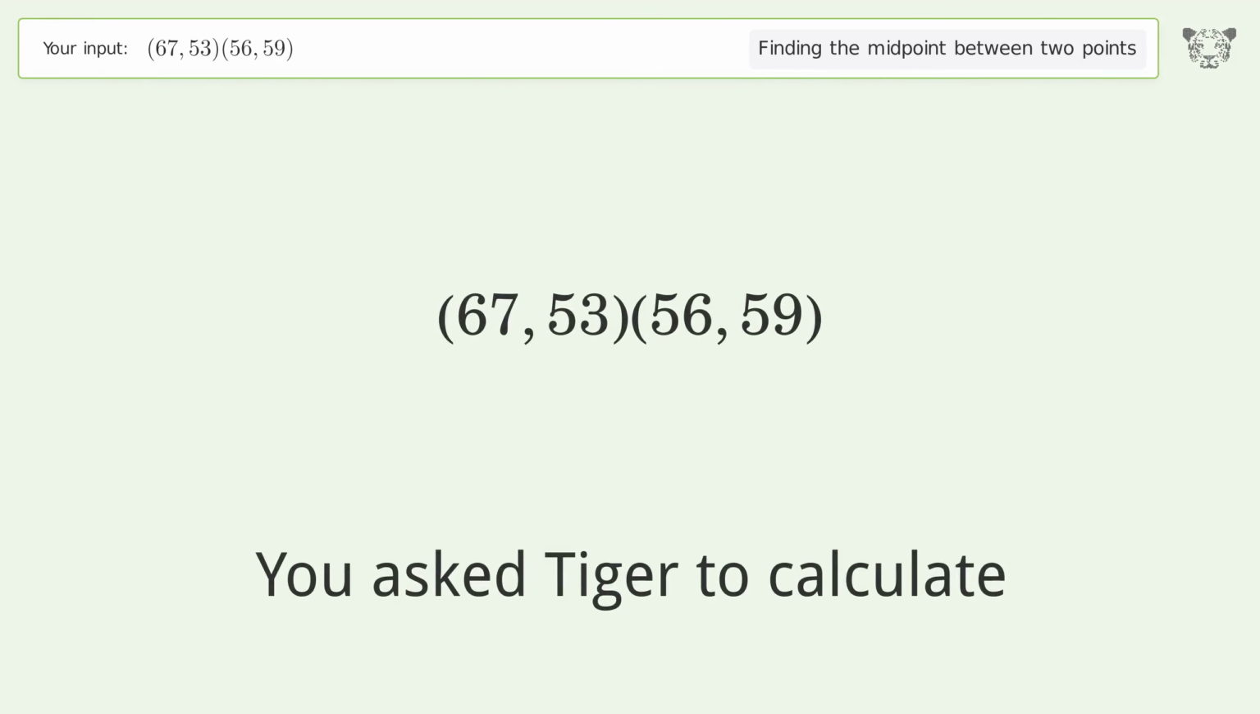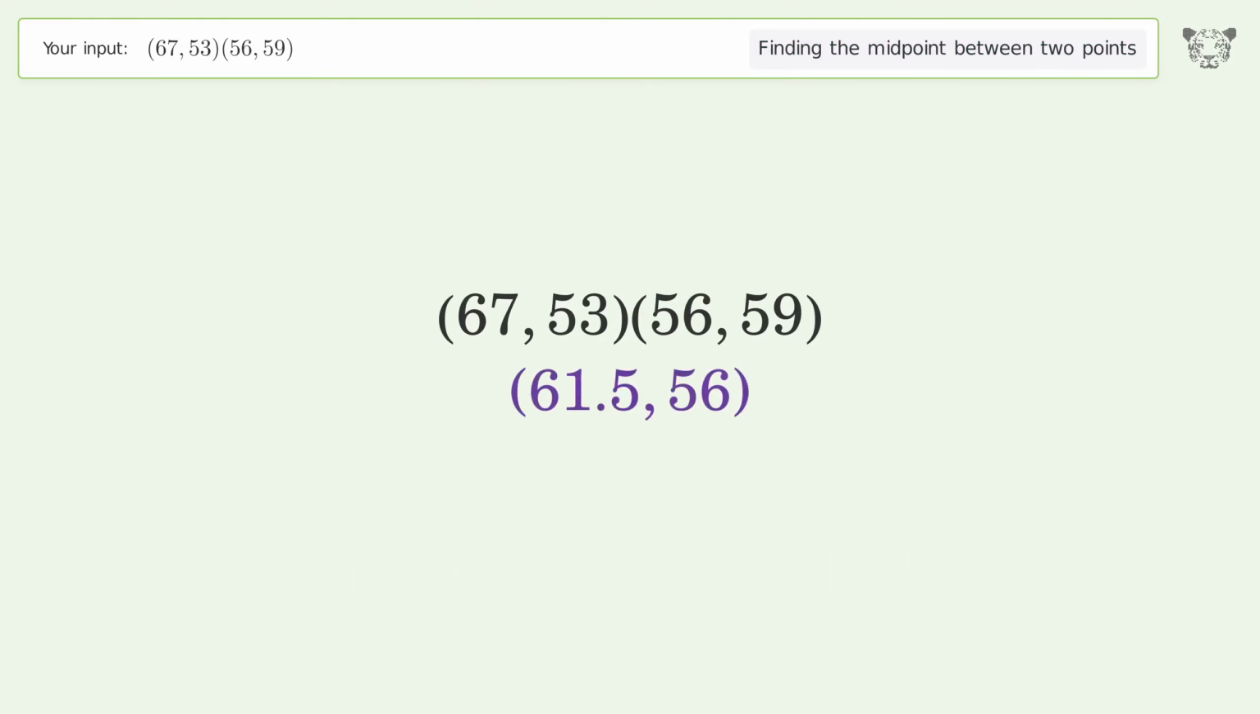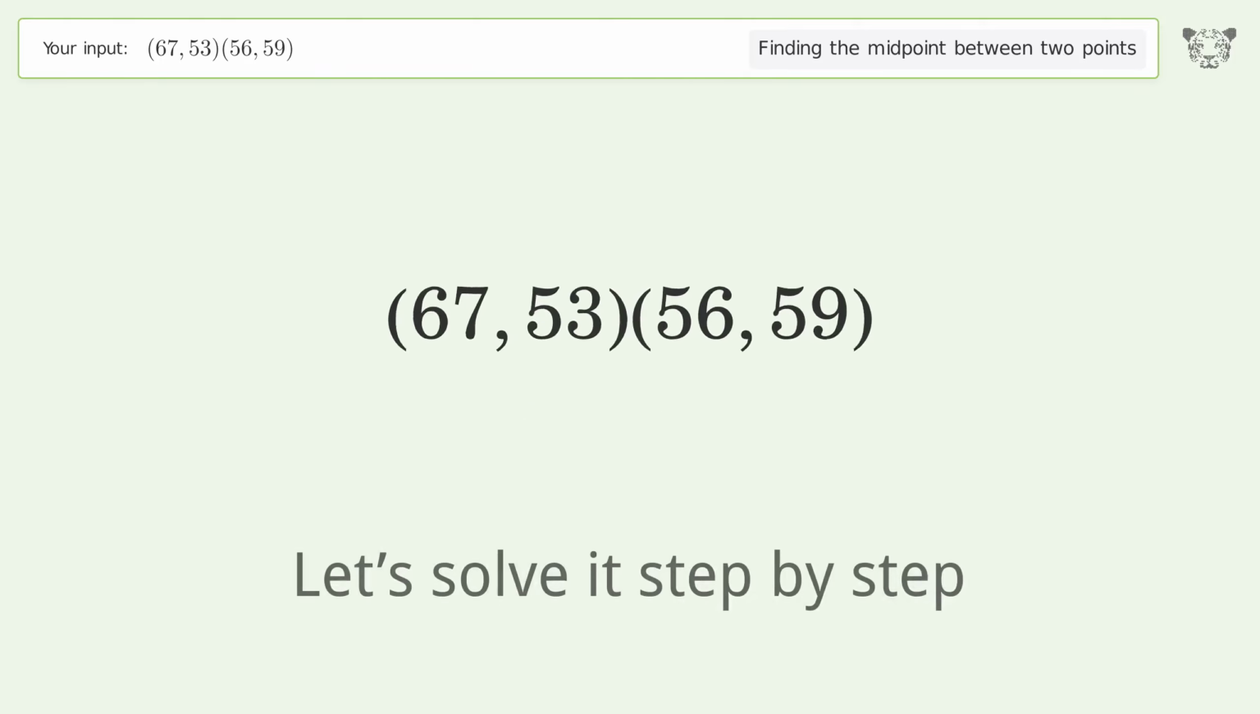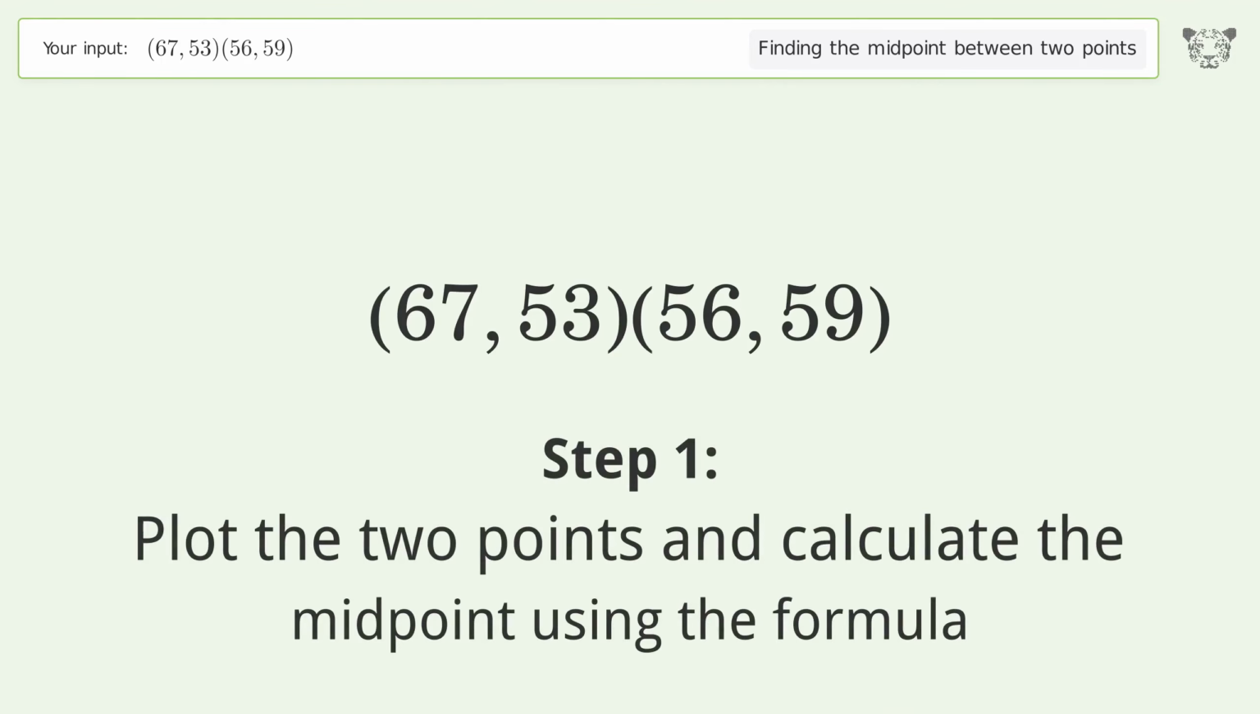You ask Tiger to calculate. This deals with finding the midpoint between 2 points. The midpoint between the 2 points is 61.5, 56. Let's solve it step by step. Plot the 2 points and calculate the midpoint using the formula.